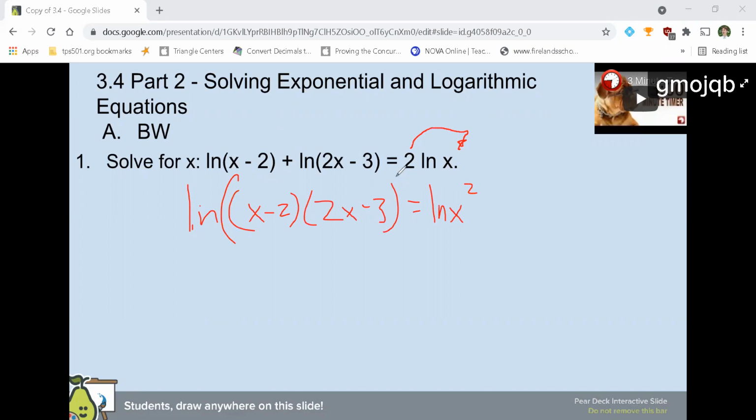When you multiply the left side together, you do have to FOIL or double distribute. X times 2x, x times -3, -2 times 2x, and -2 times -3. You'll get the natural log, 2x squared, minus 3x, minus 4x, plus 6.